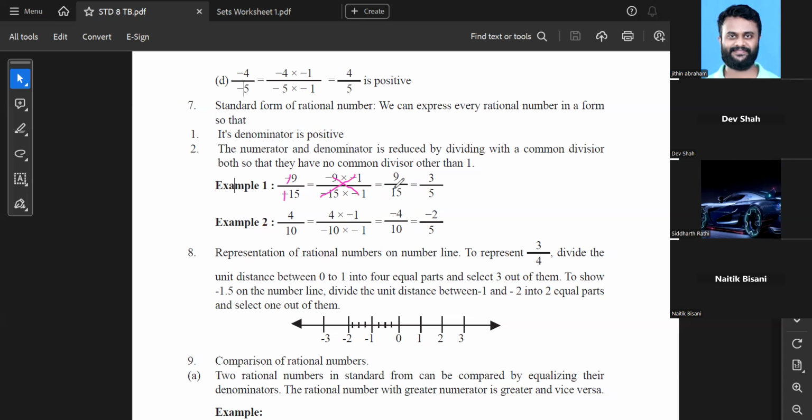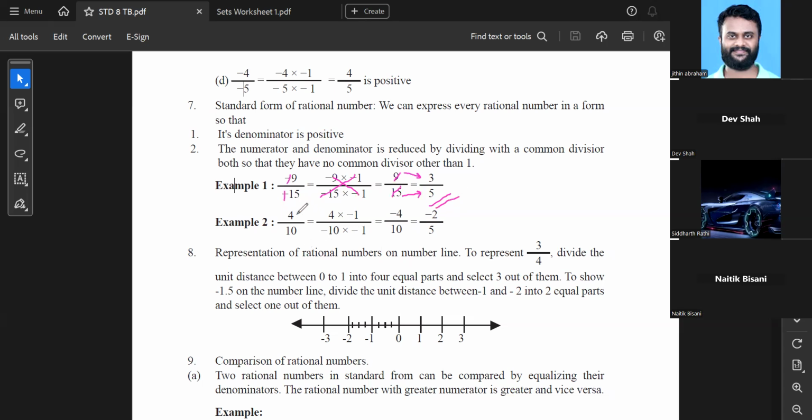Then find whether they have any common factors. In this case, 3 is a common factor. So divide the numerator as well as the denominator by 3. 9 becomes 3 when you divide it by 3, and 15 becomes 5 when you divide it by 3. So your original fraction, minus 9 upon minus 15, becomes 3 upon 5.